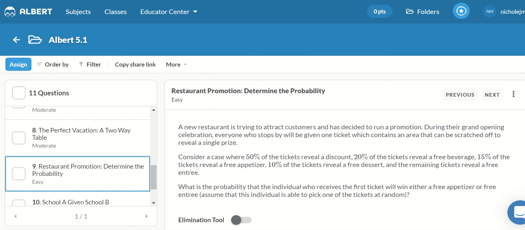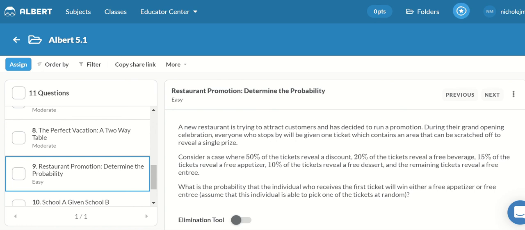Hopefully this one's not too bad other than the fact that you have to use the complement rule to first calculate the probability of winning an entree. And the complement rule is found by adding up all your probabilities and subtracting it from 100%. So we know everything but the entree. So add up everything you know, subtract it from 100%. That's the probability of winning an entree.